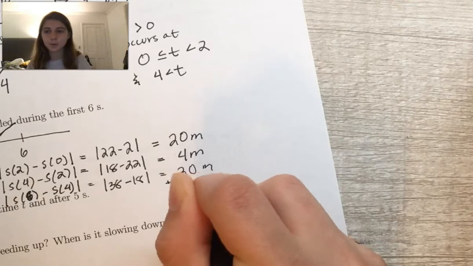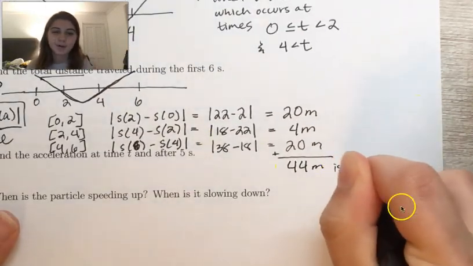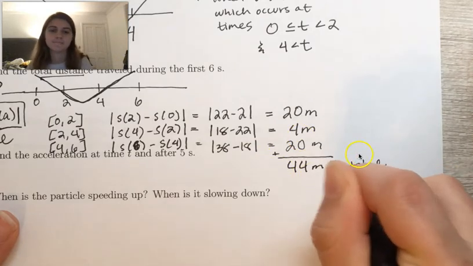This slanted paper is more my natural state of writing. It takes a lot of effort for me to keep it straight the rest of the video. But our total distance there is 44 meters.